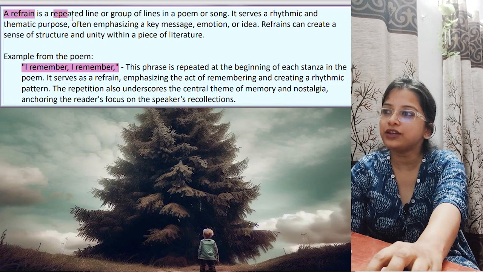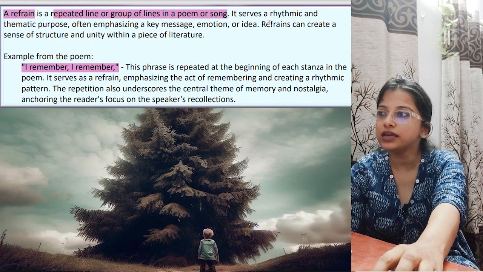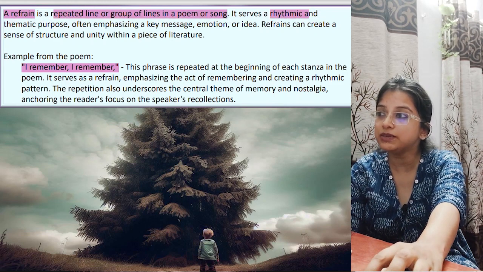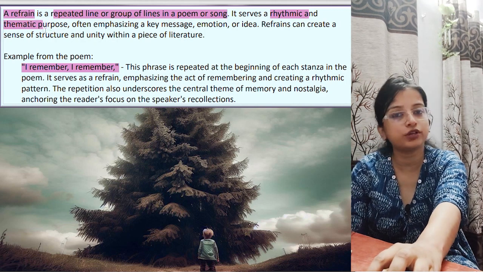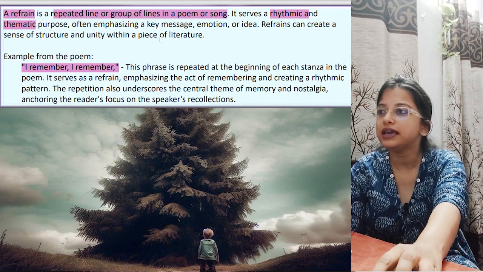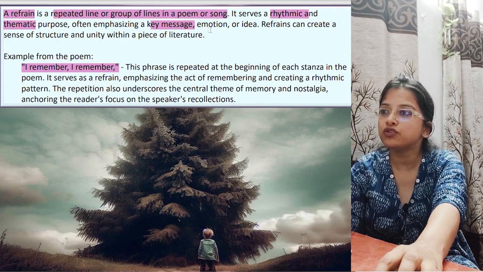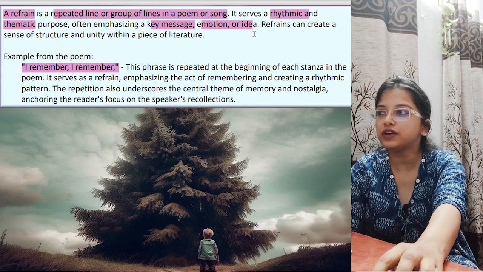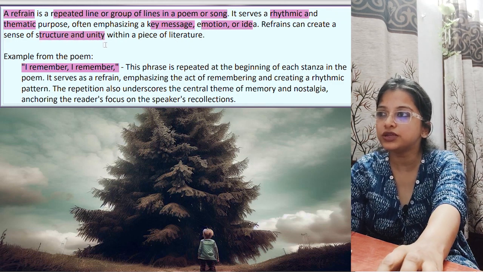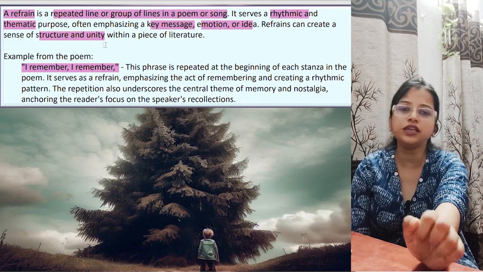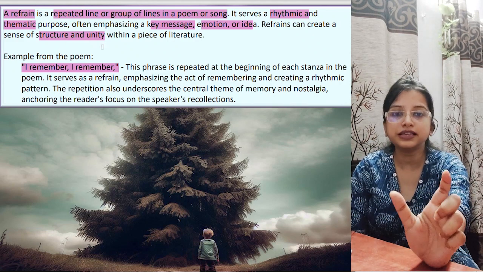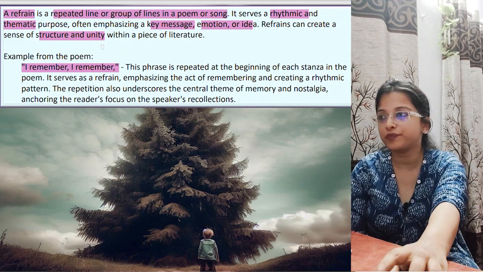So a repeated line or group of lines in a poem or song serves a rhythmic or thematic purpose. The theme is important over here, that is highlighted, and it serves a key message, emotion or idea. Refrains can create a sense of structure and unity within a piece of literature. It is generally used to highlight the significance or the theme of the poem or prose.